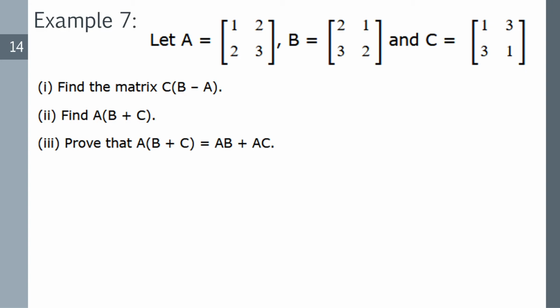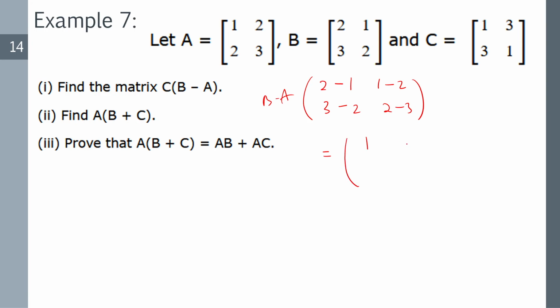Okay, now for this one, find the matrix C multiplied by B minus A. For this question, it is advisable to find B minus A first. After that, we multiply with C. So B minus A: I have 2 minus 1, 1 minus 2, then 3 minus 2, and the last one is 2 minus 3. Okay, so after that, this is my B minus A.